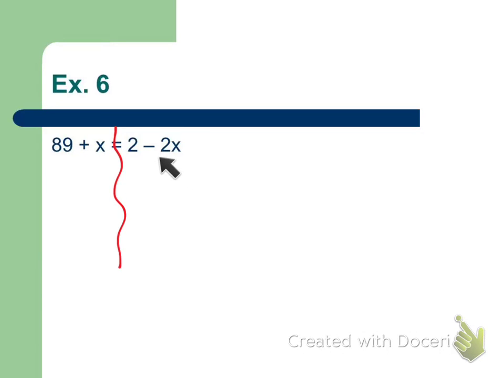How do I undo -2x? May, how do I undo -2x? Add 2x on both sides. Wonderful. That leaves me with 89 plus 3x equals 2. Alright, I'm trying to get x by itself. Logan, what do you think I need to do to get x by itself?